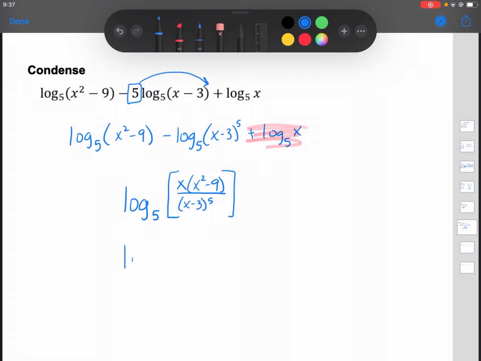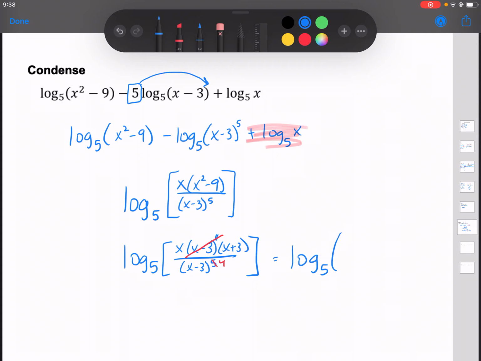Now, last thing I need to do is simplify. And this will simplify since x squared minus 9 factors. So going back to the last unit, we're getting rid of common factors. So I can get rid of one x minus 3 on the numerator and denominator. So I'll get rid of that one. And this one's now down to just 4 left. So we have log base 5 of x times x plus 3, all of that over x minus 3 to the 4th power. And that's your answer.